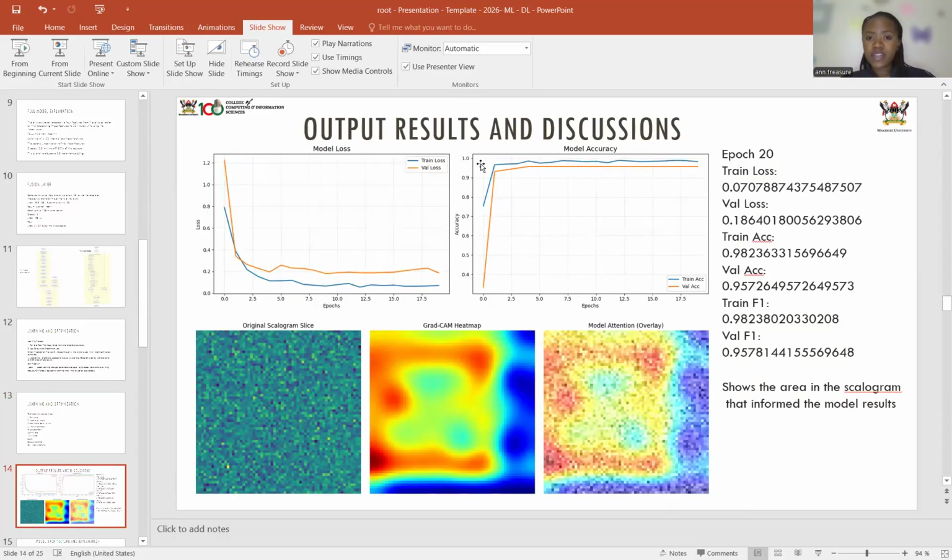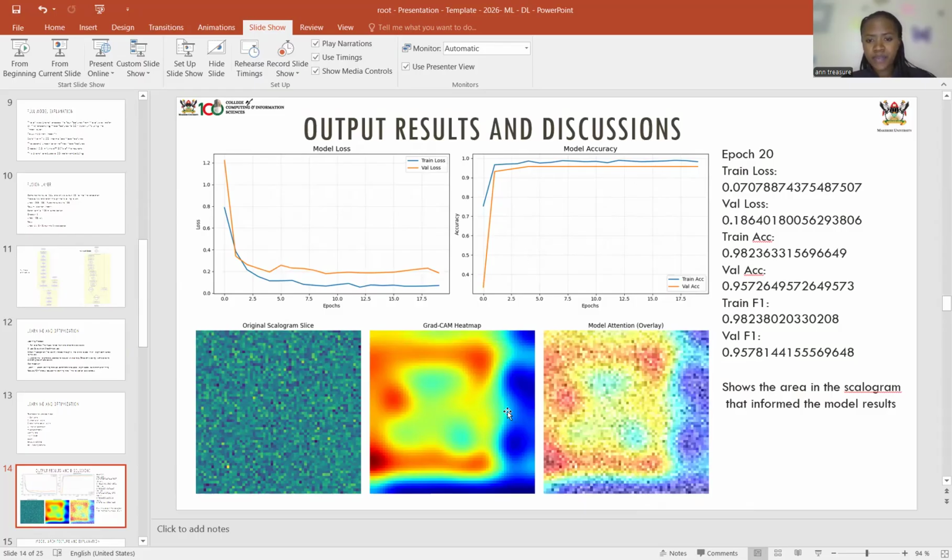So these were the output results and discussions. You can see that we were able to get a train accuracy of 98% and validation accuracy of 95%. As you can see on these graphs, there is minimal overfitting or underfitting, and the lines for validation and train are close to each other.